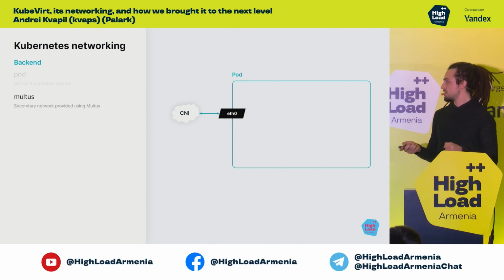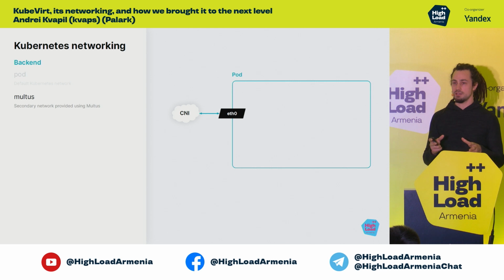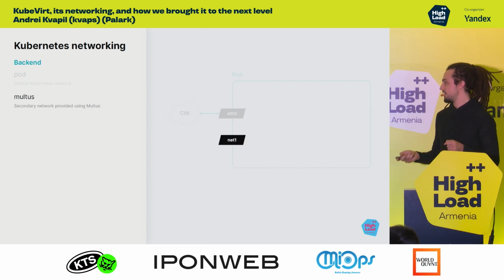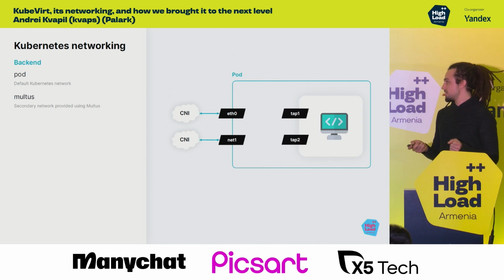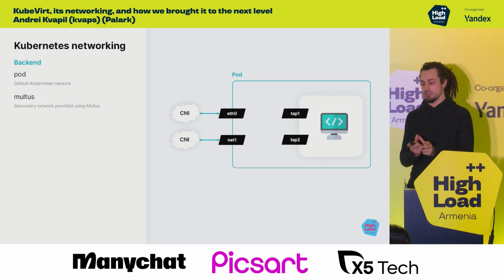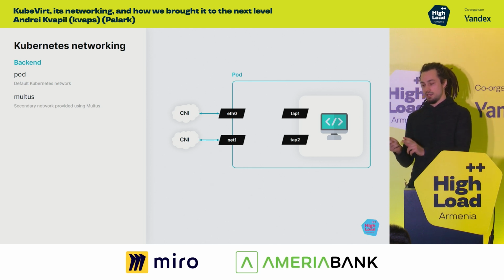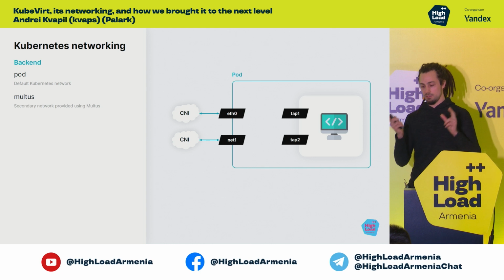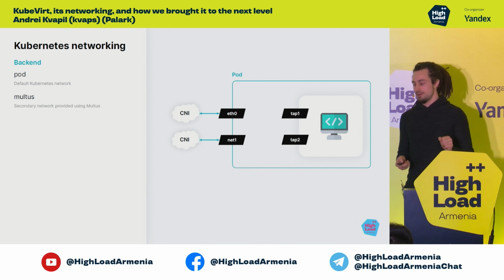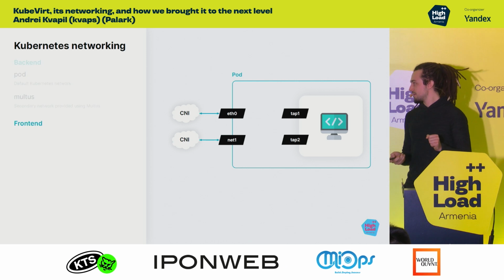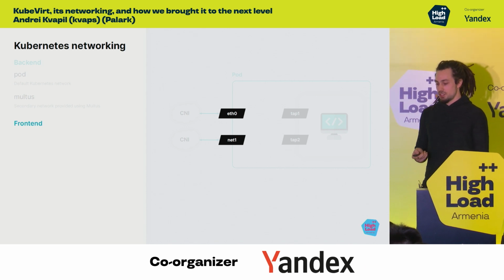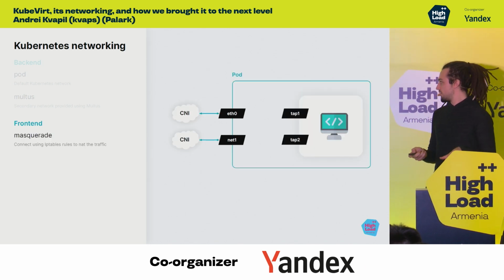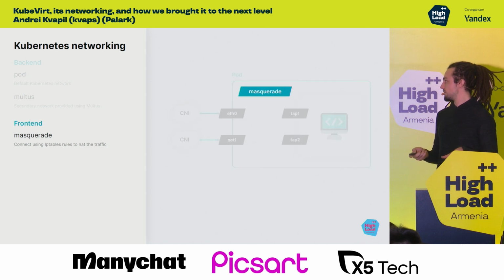The next option is Multus. Multus is a Kubernetes extension which allows you to specify another CNI plugin, or as many as you want, and attach them to your pods. And the next thing, when we run the virtual machine, is how we connect the tap interfaces of the virtual machine to the interfaces of the pod. Here we have a few methods. The basic and default one is called masquerade. It just passes all the traffic through between those two interfaces, and it works only with pod networking.